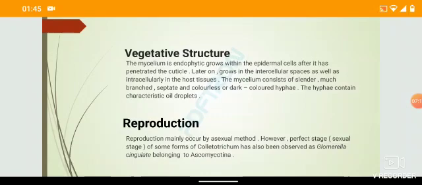Now we'll discuss reproduction. The most common method of reproduction in Colletotrichum is the asexual method. But the perfect stage, or the sexual stage, was also observed in some forms of Colletotrichum. It was observed in Glomerella cingulata. This Glomerella cingulata, in which the perfect stage was found, belongs to Ascomycotina.